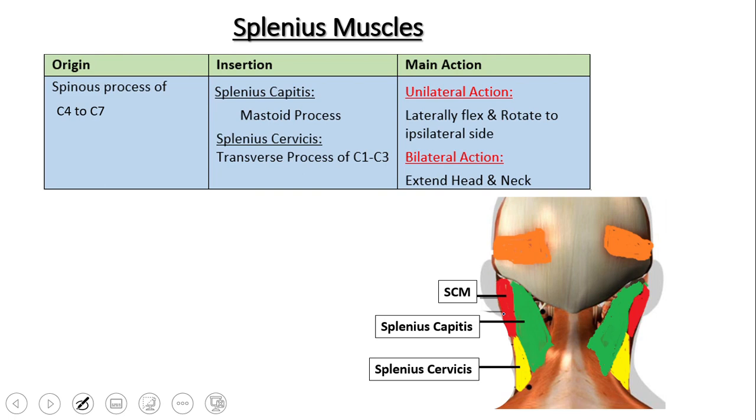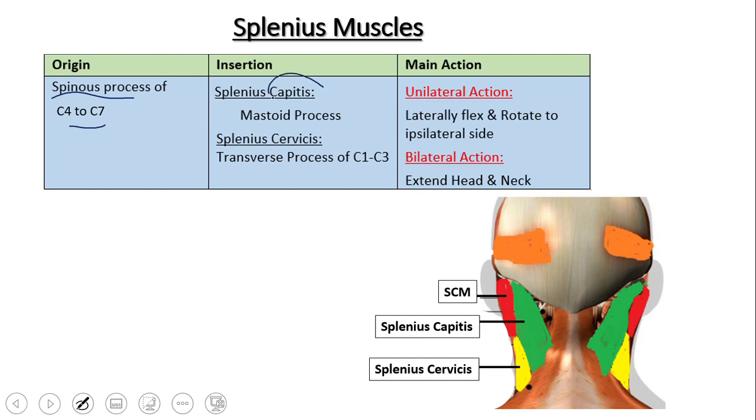The antagonistic muscles to the sternocleidomastoid are the splenius muscles. They are splenius because they take their origin from the spinous processes of cervical vertebra 4, 5, 6, and 7. And the distal attachment now is different. So we have two splenius.